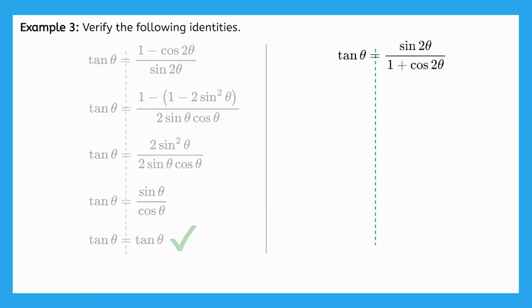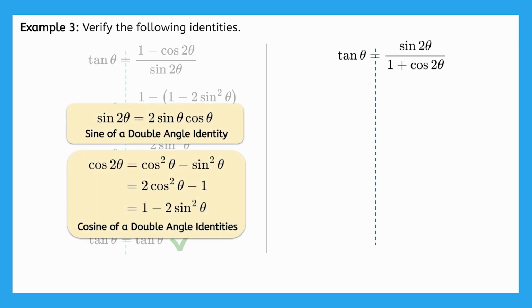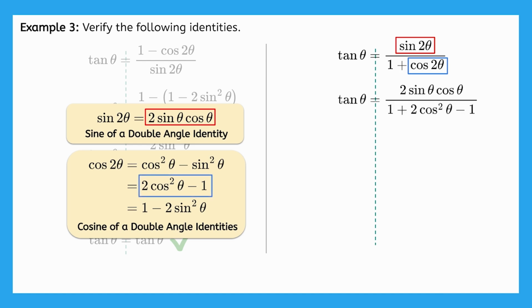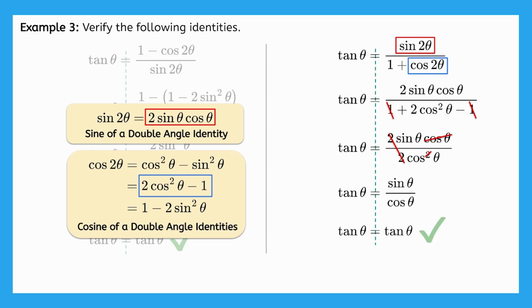We can verify the second identity in a similar fashion. We replace sine of 2 theta with 2 sine theta cosine theta, and a good substitution for cosine 2 theta would be 2 cosine squared theta minus 1, because once we make the substitutions, those ones will end up canceling out. Then we can simplify the fraction by 2 and by cosine theta, and we get sine theta over cosine theta, which, once again, is equal to tangent theta.